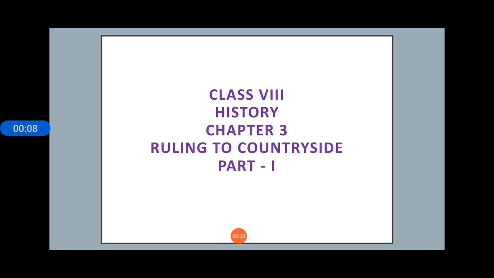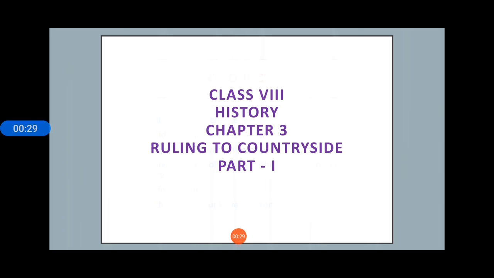Today we are going to deal with chapter number 3, and the title of the chapter is Ruling the Countryside. So what is the meaning of this? Countryside means that in this chapter we are going to see what the condition of the village areas, the rural areas, was during British rule, during the British colonial period.